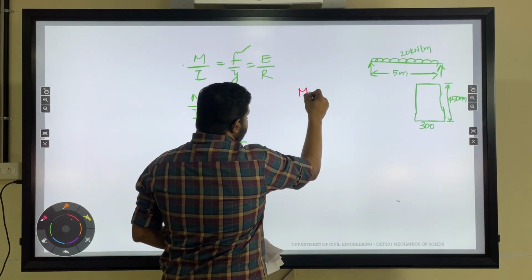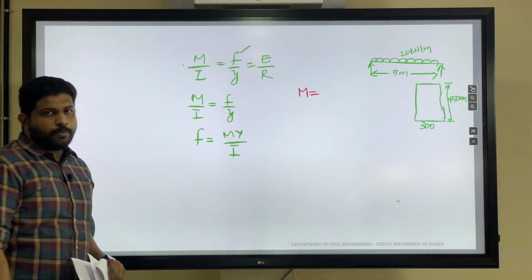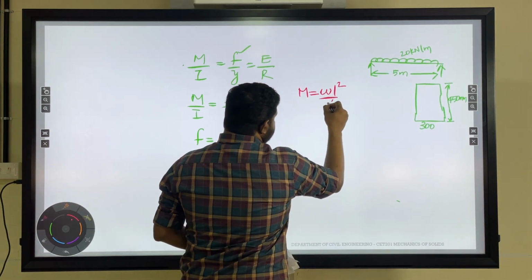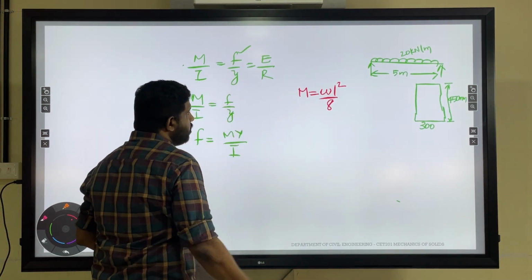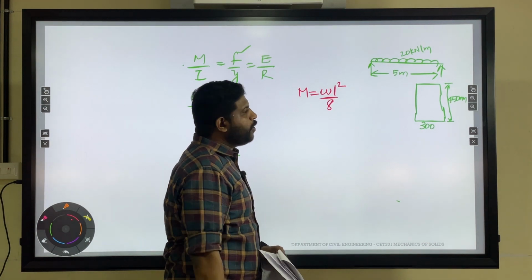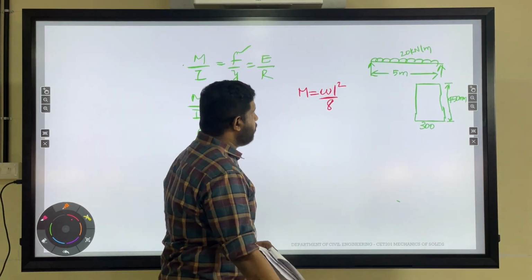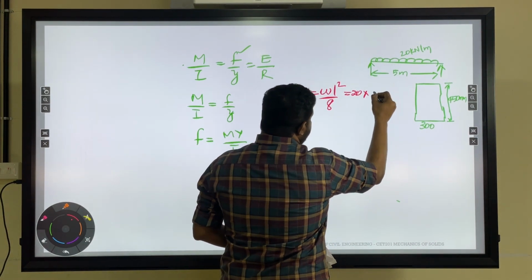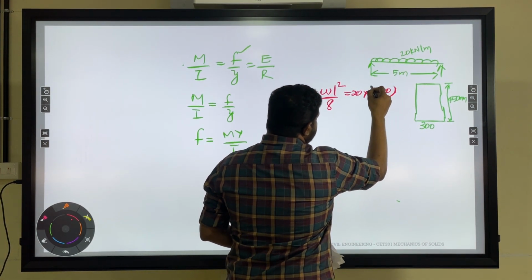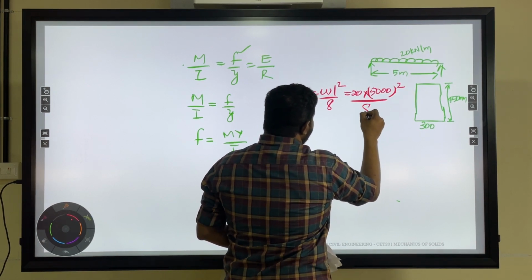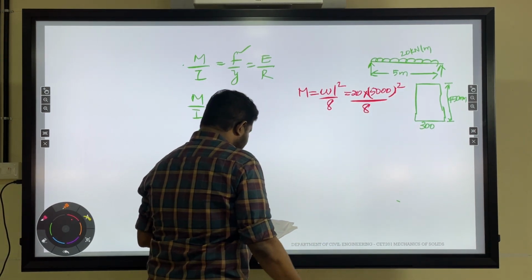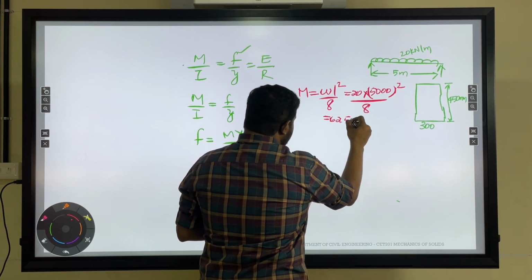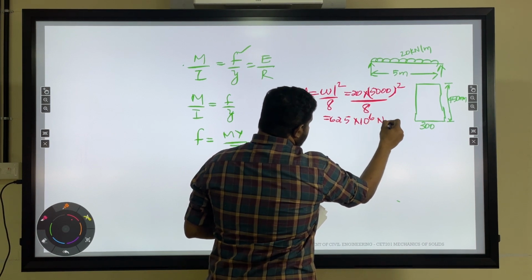So we know that for a simply supported beam carrying a UDL, the maximum bending moment value will be WL square by 8. So the load value is given as 20 kilonewton per meter. It is same as Newton per mm. So 20 into L, it is 5 meter, so take it as 5000 square divided by 8. So you will be getting the moment value as 62.5 into 10 raised to 6 Newton mm.